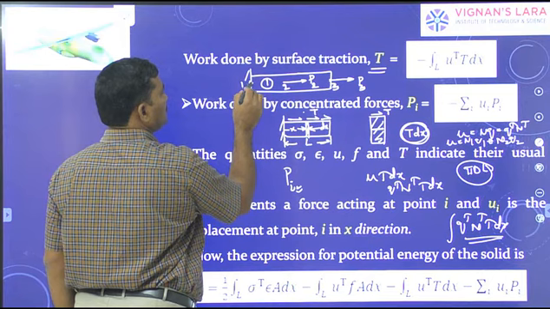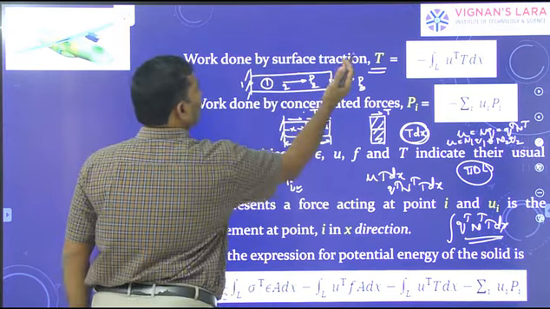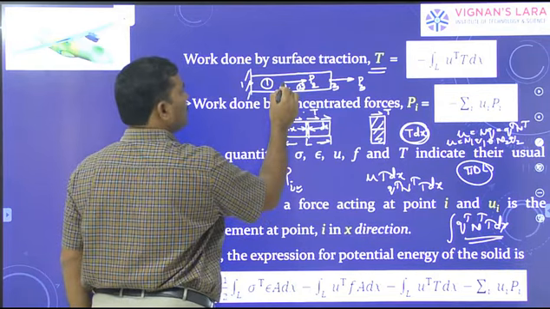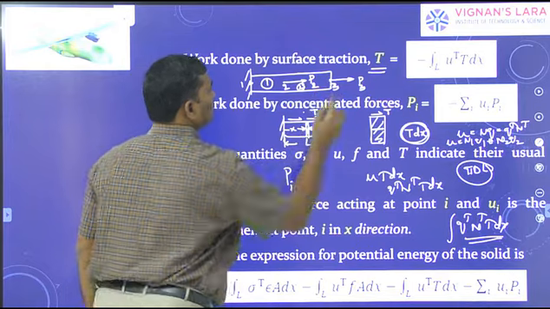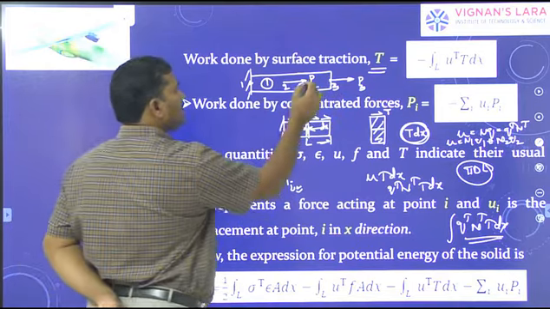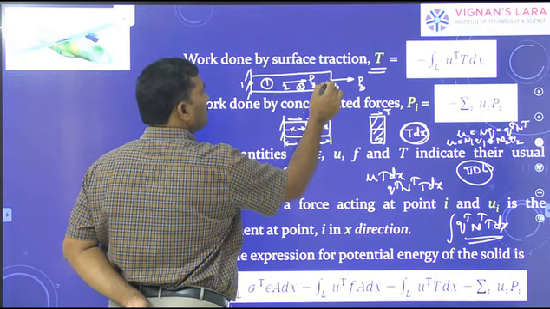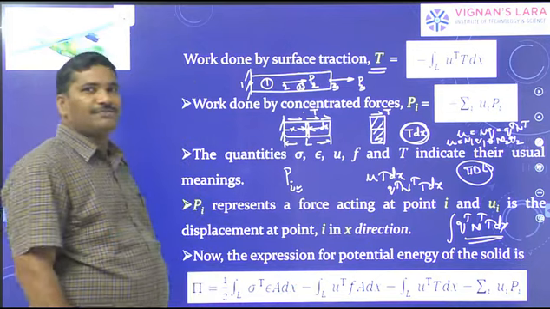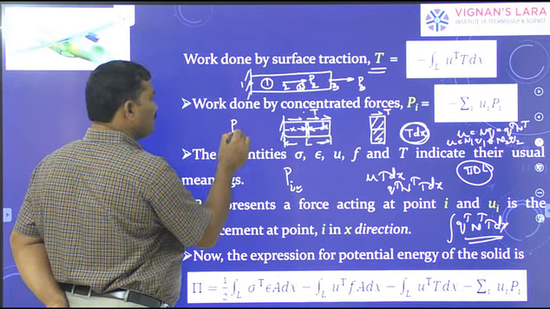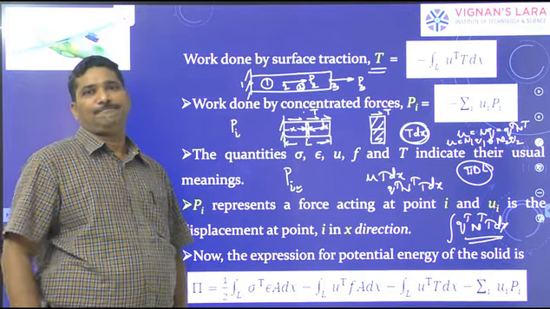For which, what is the first node? Node 1. And what is the second node? Node 2. And from here to here this is the second finite element. For the second finite element, node 2 is the first node and node 3 is the second. Now how do I understand P2? P2 is the concentrated force acting at node 2 and P3 is the concentrated force acting at node 3. Therefore, I can use the symbol Pi to denote the concentrated force acting at node i.